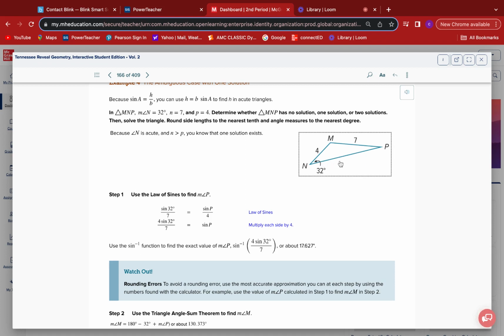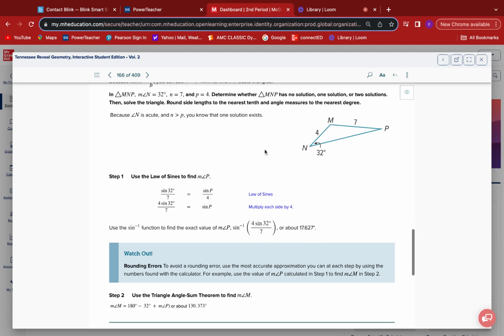So I've either got to find the third side, but I can't use the Pythagorean theorem because it's not a right triangle, or I've got to find one of the angles M or P. In this case, it's probably going to be P because I have the side P and not angle P. Okay, so here we go. My matching set is 32 with side 7. So I've got sine 32 over 7. And I have to find angle P with its side 4. So it's going to be sine of P over 4.